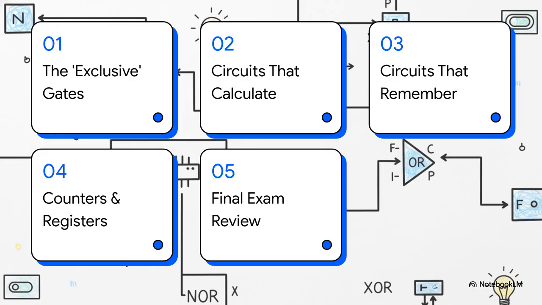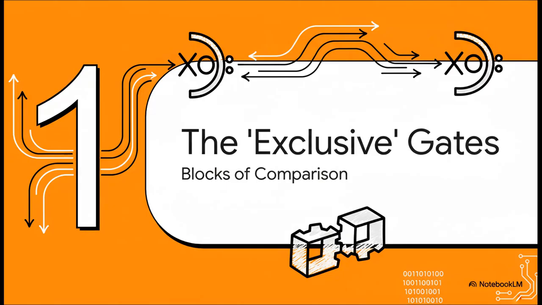So, here's our game plan. We'll kick things off with the exclusive gates. Then we'll see how those build circuits that can calculate things, and then circuits that can actually remember stuff. After that, we'll get into counters and registers, and we'll wrap it all up with a final exam review to tie it all together. All right, first up, the exclusive gates.